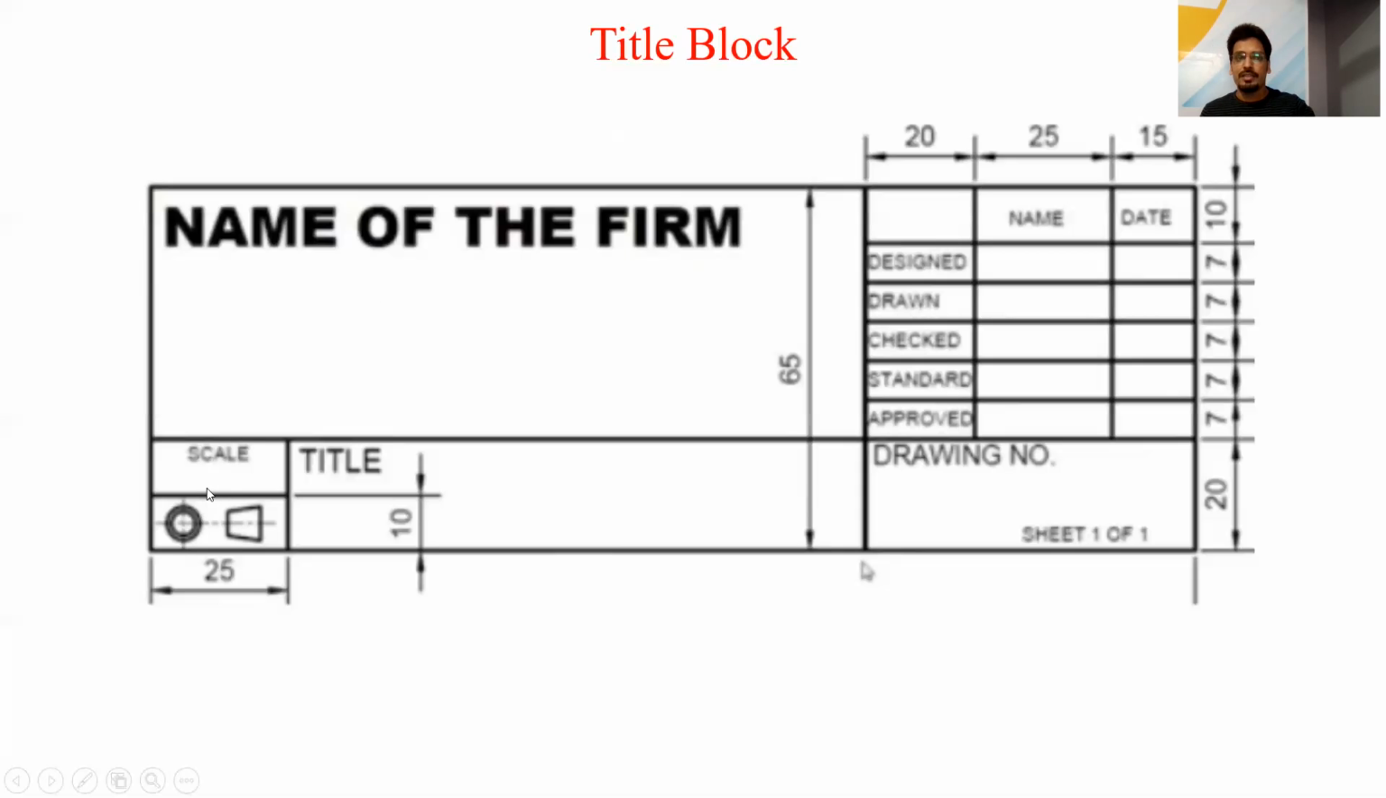This is the scale. Here you have to write the scale. I will discuss scale in upcoming lectures. And here you have to write the title of the drawing. For example, the first drawing is of lettering, so you have to write letter writing or lettering. The next drawing is of dimension, so you have to write dimension and its type. Okay, so these are the elements of the title block.